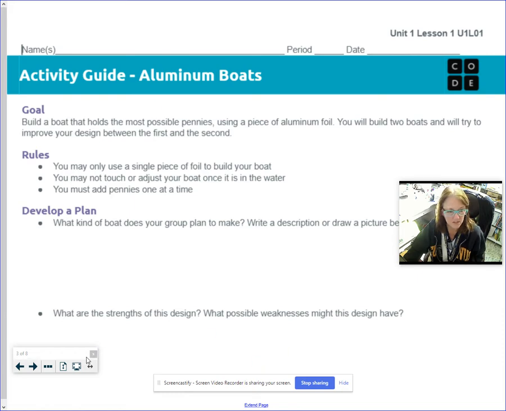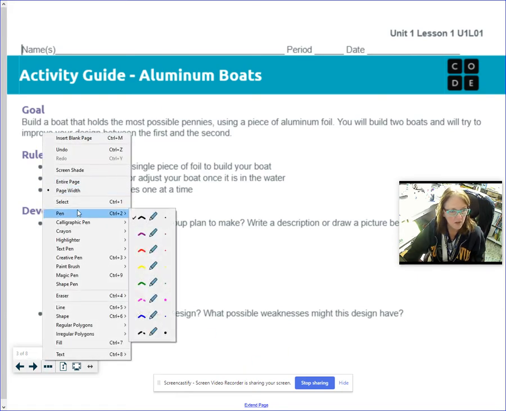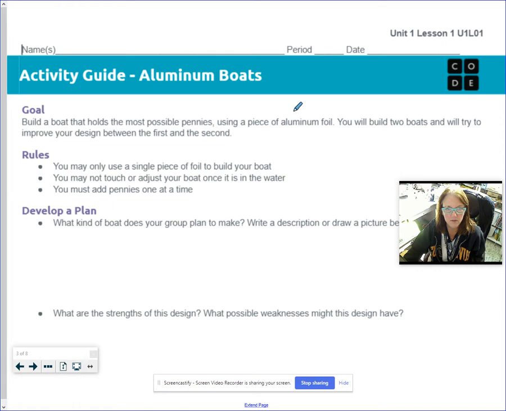So here's your goal, just as I had mentioned before. Your job is to build a boat that holds the most pennies using a piece of aluminum foil. You're actually going to build 2 boats, and on the second try, you're going to try to improve the design to hold more pennies than it did the first time. Okay, let's go over a few rules. Number 1, you can only use one single piece of foil to build your boat. You cannot touch or adjust your boat when it's in the water, and you have to add your pennies one at a time.